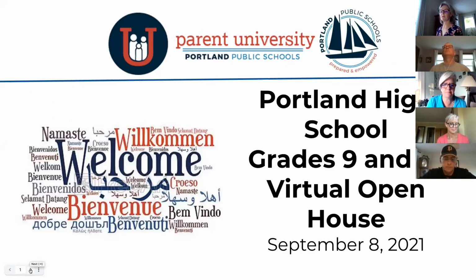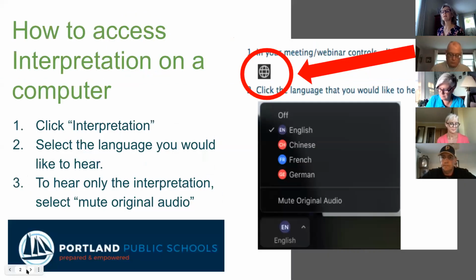Okay, welcome everyone. My name is Maureen Clancy from the Multilingual Office. I'm just going to start with information on how to find the interpreter function if you need it. If you're joining us using a computer, you're going to look for the globe box on the bottom of your screen circled here in red. You click on that, click on interpretation, find the language you'd like, mute the original audio, and you should be set.